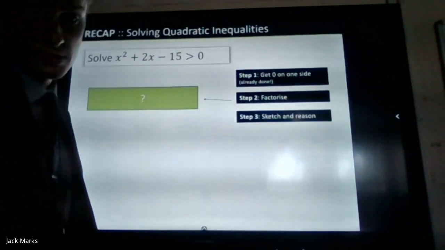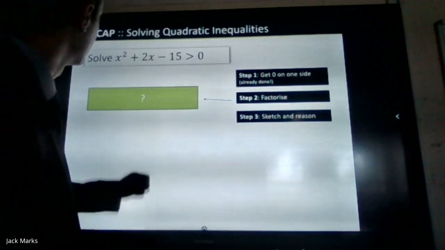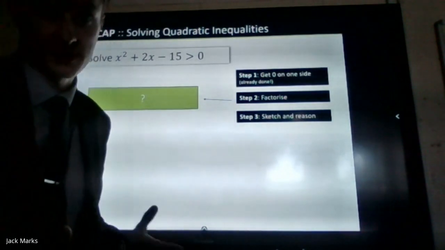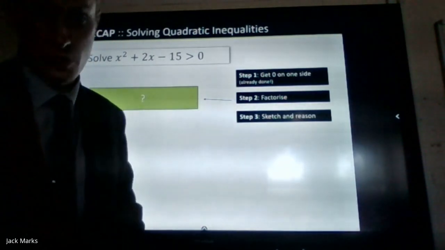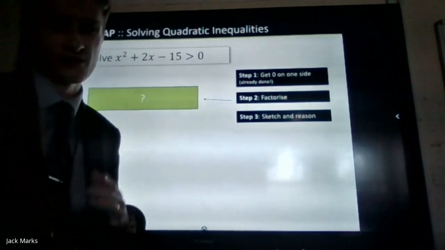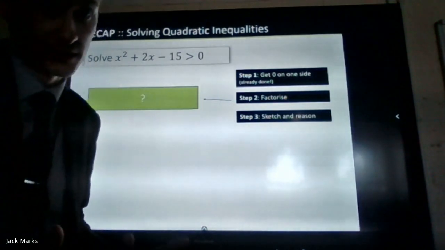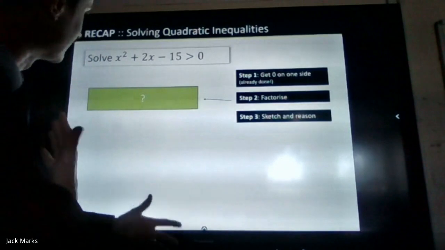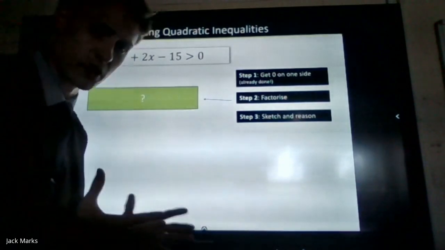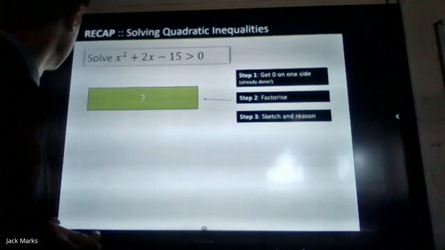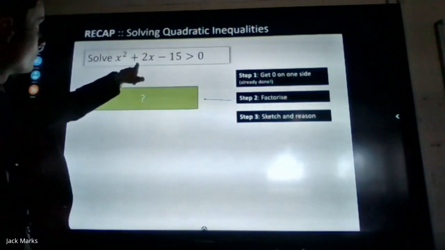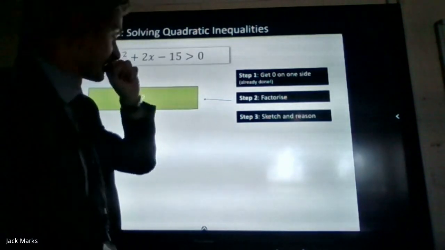Okay, so the good news is we're almost there. We're just going to do some more work with sketching inequalities. If you were confident with everything from GCSE, really the discriminant is the big new thing for you. If we need to do a little bit more work on this, hopefully this is a bit of a recap for you. So, the question is, solve this quadratic here is greater than 0.